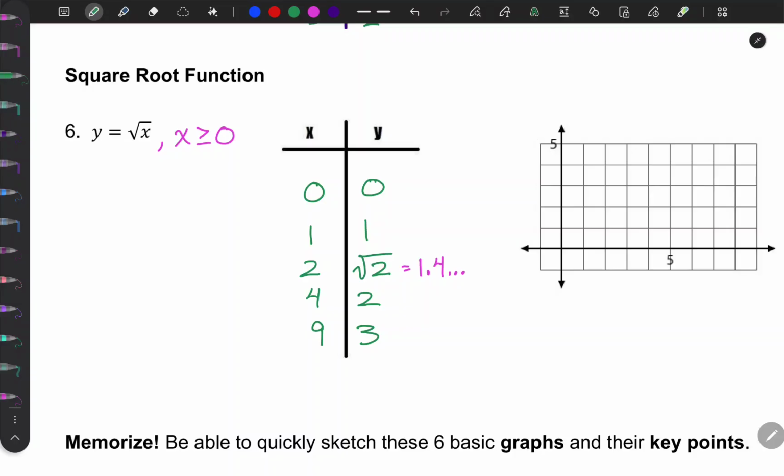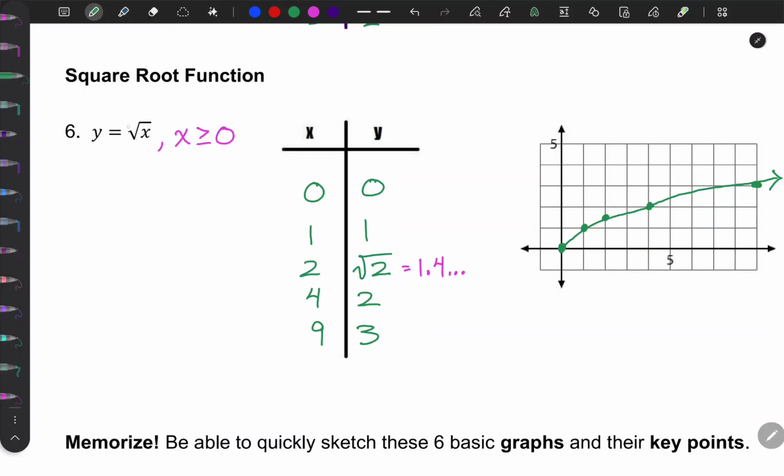So we have points at (0, 0), (1, 1), (2, 1.4), which we're definitely approximating, (4, 2), and then (9, 3). And we get a curved shape. You'll notice that it actually looks like half of a parabola turned sideways, and that's exactly what it is. It is the inverse of our quadratic function y equals x squared. However, because we only have a positive square root, we only end up with half of a parabola when we turn it on its side.